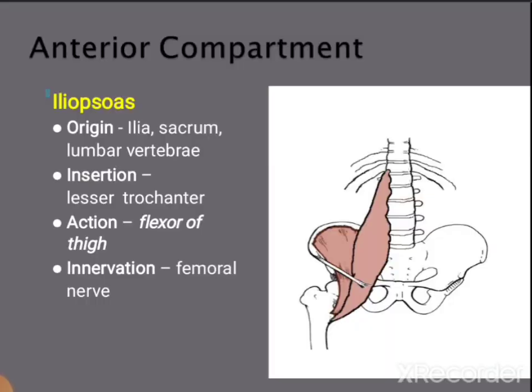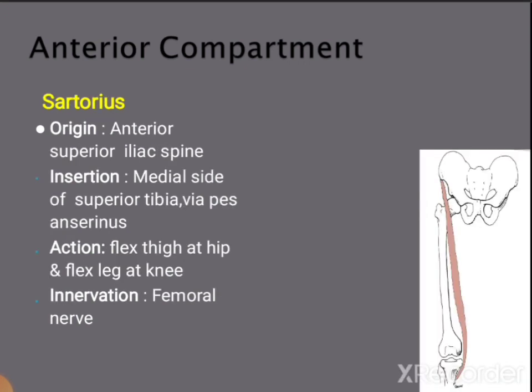Now the iliopsoas. It arises from the iliac fossa, sacrum and the lumbar vertebrae, and it is inserted on the lesser trochanter of the femur. The action is flexion of the thigh. Innervation is the same for all the muscles of the anterior compartment, that is the femoral nerve. Then we have sartorius. It arises from the anterior superior iliac spine and is inserted on the medial side of the superior part of the tibia via the pes anserinus. Action is flexion of the thigh at the hip and flexion of the leg at the knee. Innervation is the same for all the muscles of the front of the thigh, that is the femoral nerve.